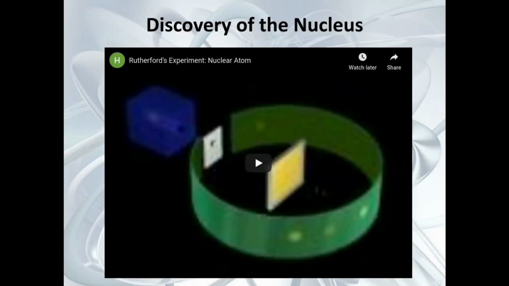So this is the contraption they used. This would be the gold foil, and then they would shoot the beam through to see if it would go all the way through that gold foil, or if there was some massive substance in the atoms that would cause it to bounce off. And this is what they saw.